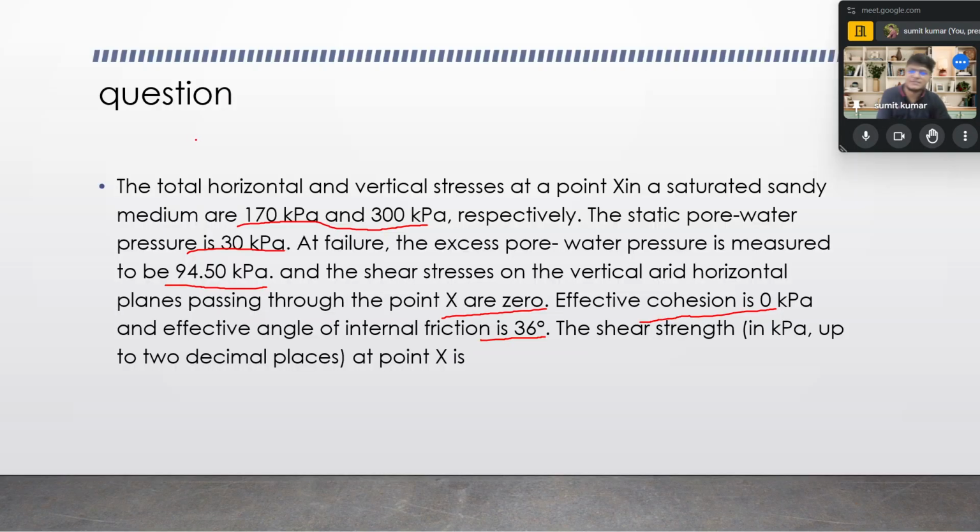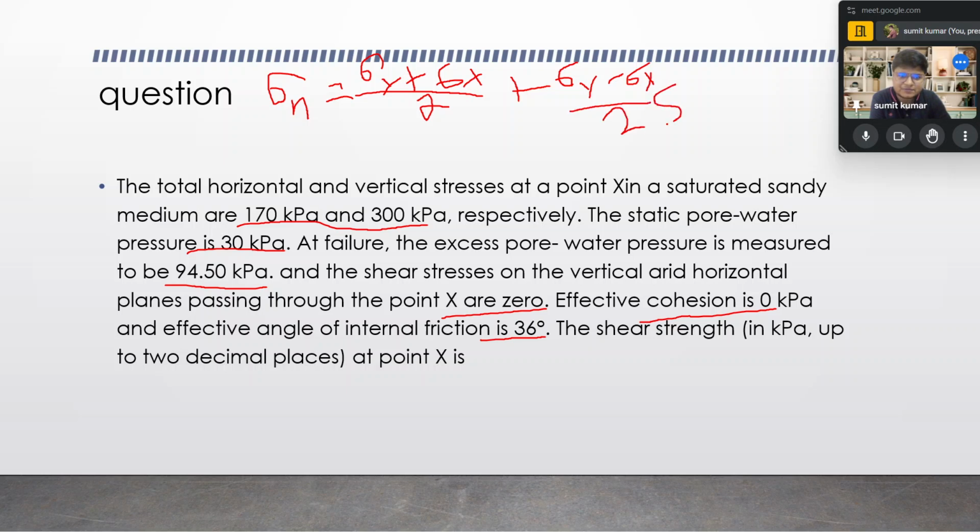Okay, so I will write it, because over here the terms are not written. So we know the value of sigma n as equal to (sigma y plus sigma x)/2 plus (sigma y minus sigma x)/2 sine 2 theta.